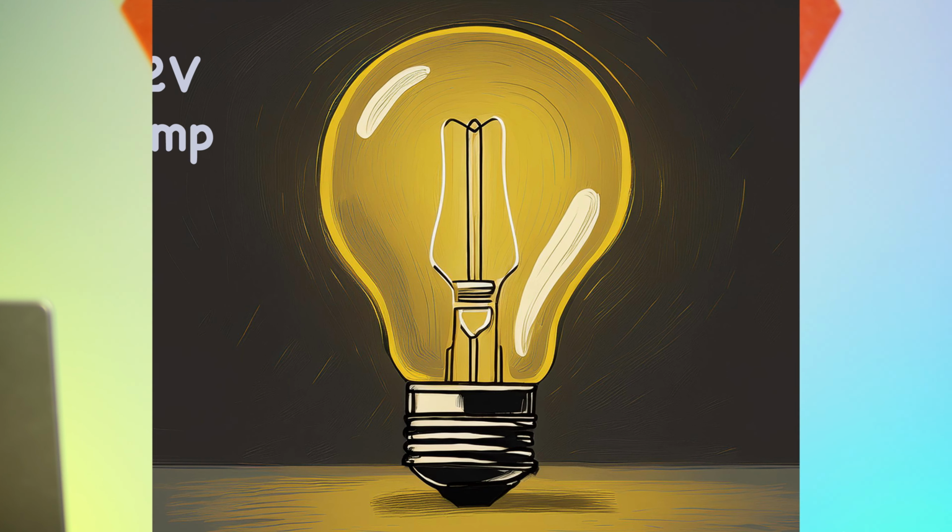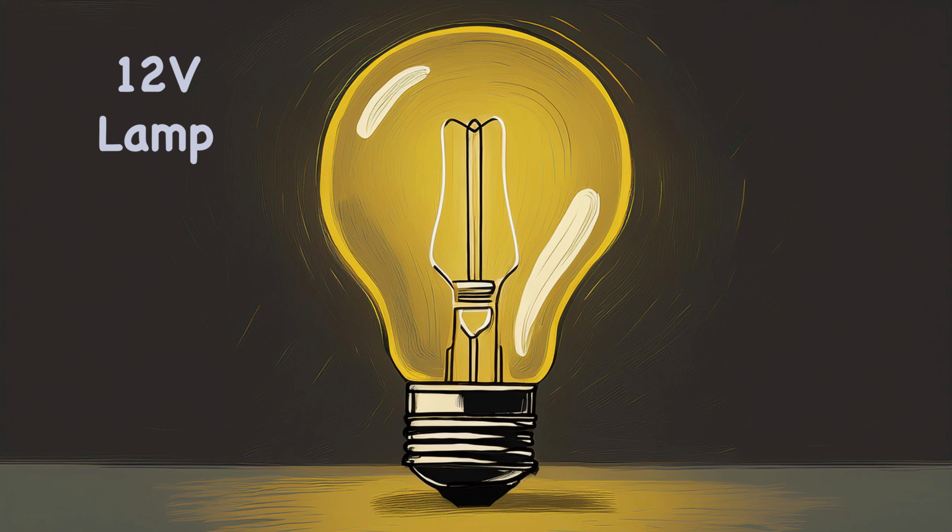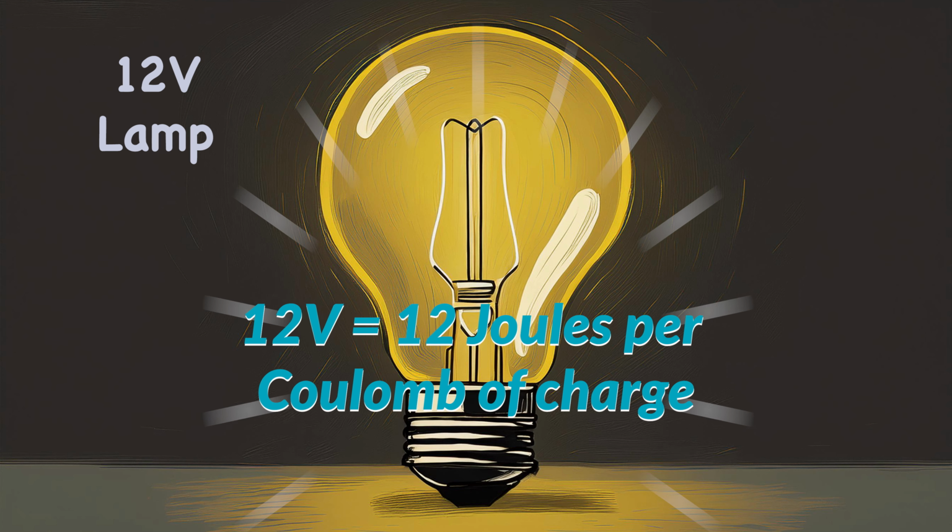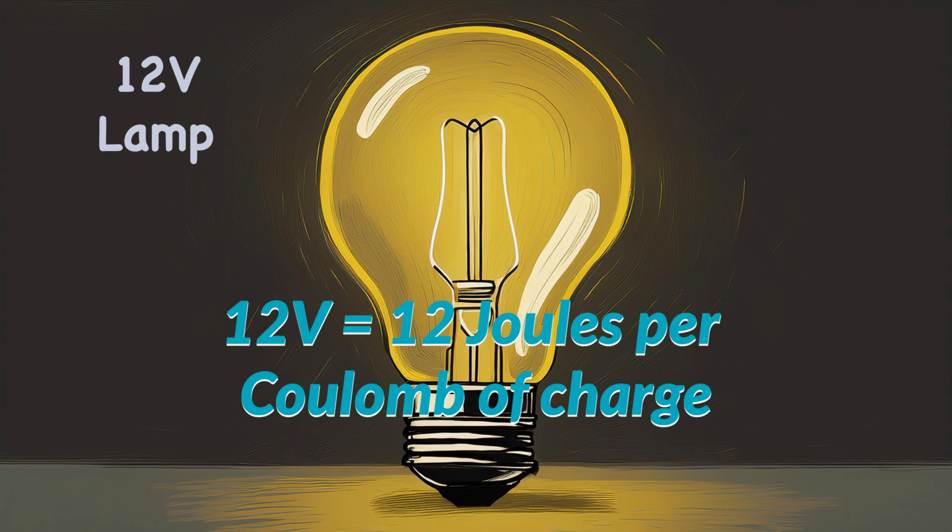Giving these electrons energy means that they can now move and pass their energy on to other components in a circuit. You may see that some components have a supply voltage. A lamp, for example, could be a 12-volt lamp. That means for every coulomb that flows through the lamp, that coulomb of charge has to supply 12 joules of energy. 12 volts is just 12 joules per coulomb.